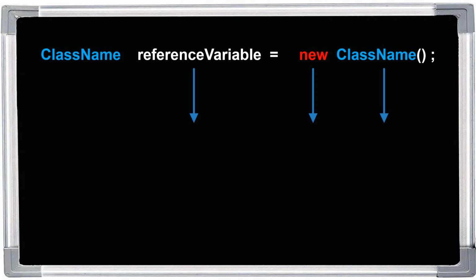New is a keyword which helps us to create a new object. Then class name, open and close parenthesis, this represents the constructor. We'll be looking at constructors in later videos. As of now, just leave it as it is.